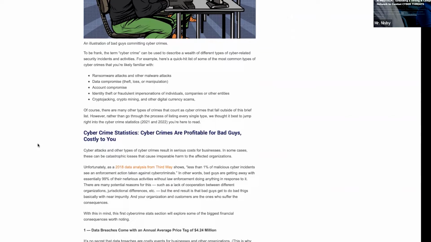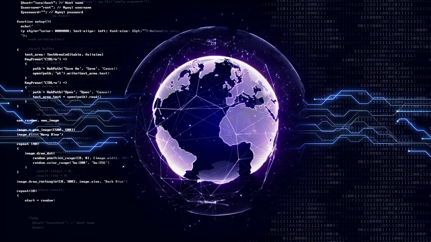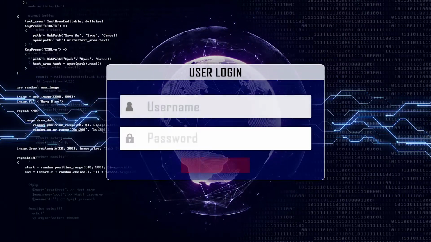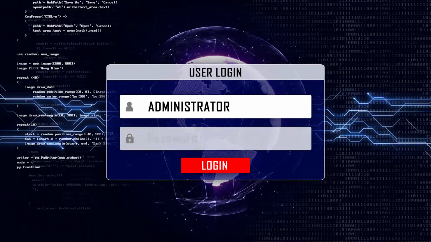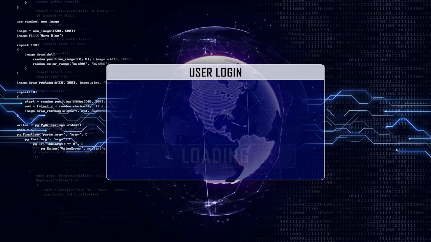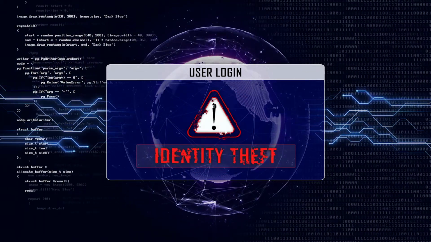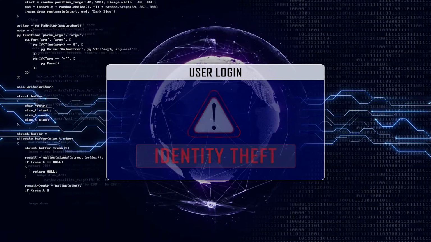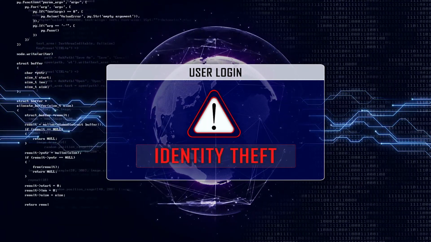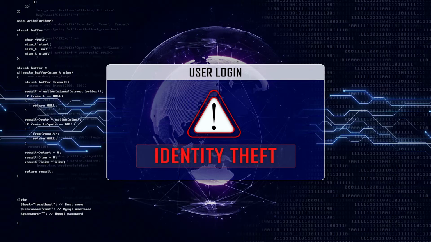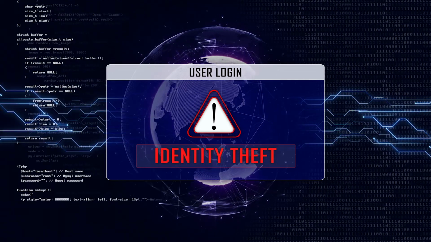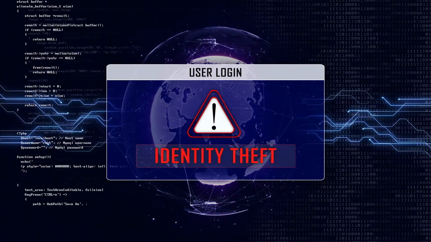Ransomware attacks and other malware attacks, data compromise, theft, loss, manipulation, account compromise, identity theft, or fraudulent impersonations of individuals. So some individual gets impersonated and identity theft happens. Same for the company or any other type of entity. All creativity, sounds like to me.